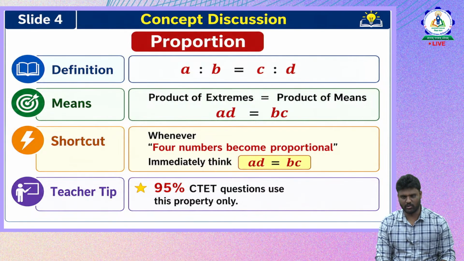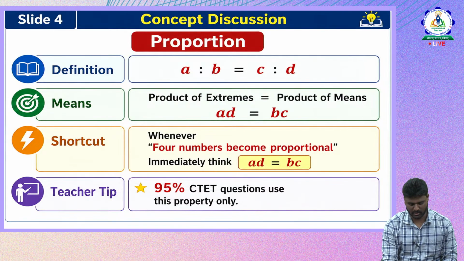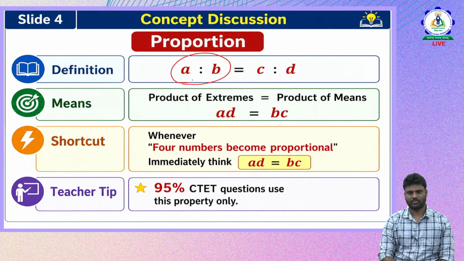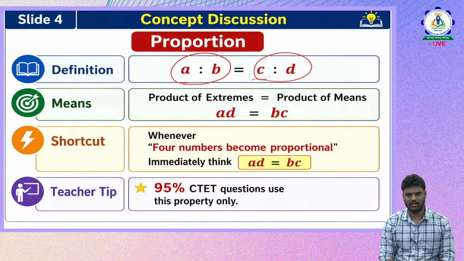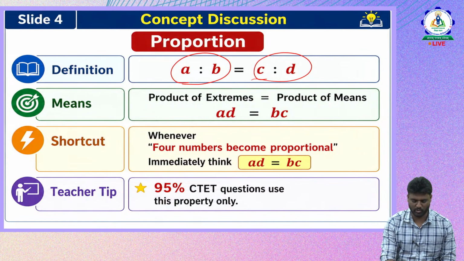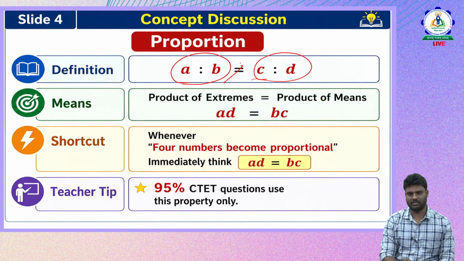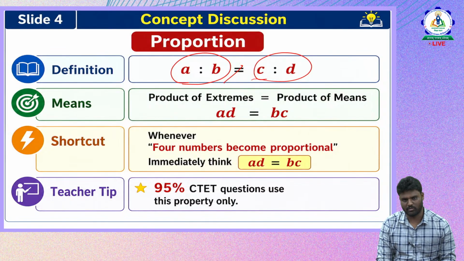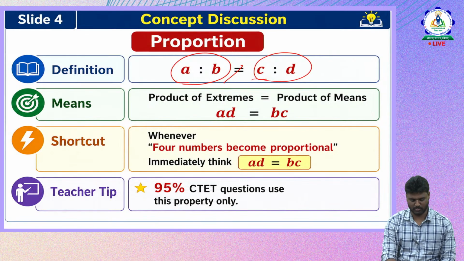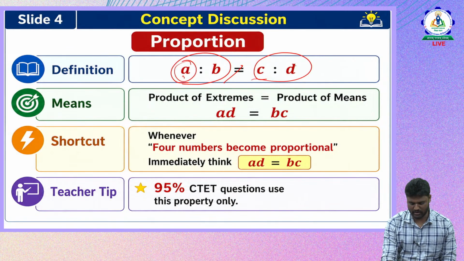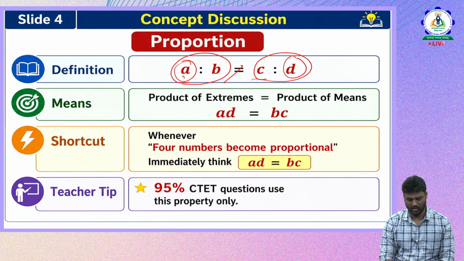A is to B equals C is to D. Here A is to B is one ratio where we are comparing the same quantity, and C is to D is the other ratio. When both the ratios are equal, we say that the given ratios are in proportion. Then we say that the product of extremes is equal to the product of means. That means A and D are the extremes of the proportion, and B and C are the means of the proportion.